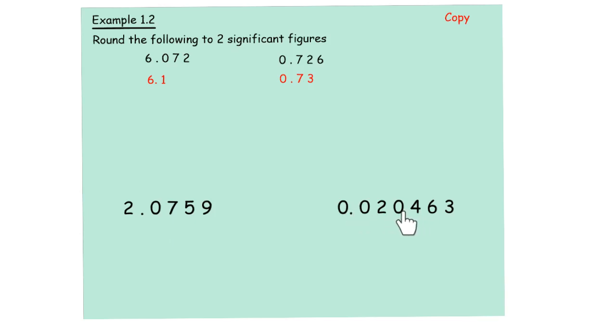To two significant figures, have a think what you think this one would be. So not significant, not significant, first significant figure, second significant figure. So cut it off there after that 0. The 4 will keep it the same, so it'll be 0.020 to two significant figures, that one.